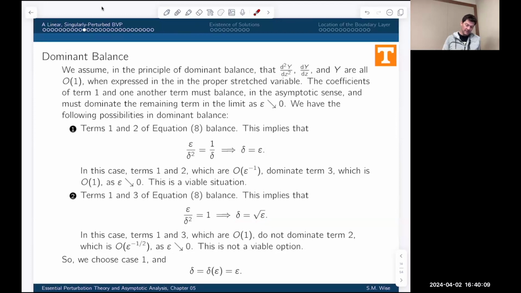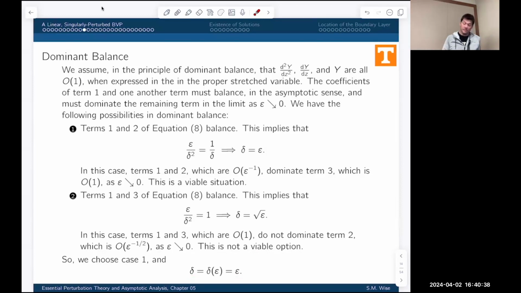In this case, 1 and 3 are order 1, and they don't dominate term 2 because term 2 is going to be order epsilon to the minus 1/2. That gets really big as epsilon goes to 0, certainly not dominated by order 1 terms. So this is not a viable situation for dominant balance. So for dominant balance, we're going to choose delta equals epsilon.